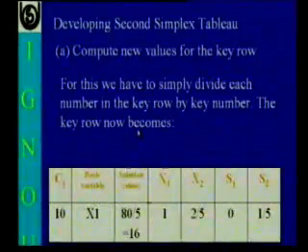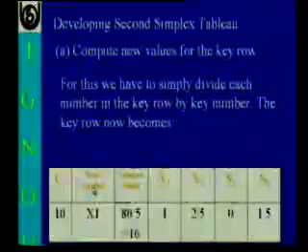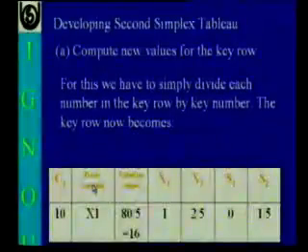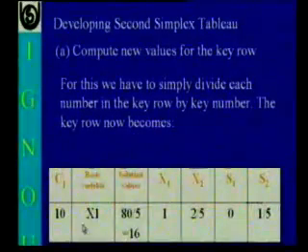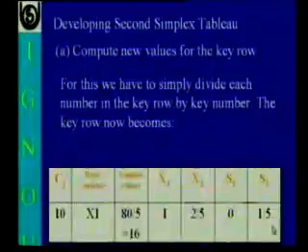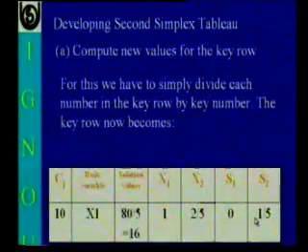How will you calculate the new row? We will divide the row with the help of the corresponding number, the key element. So we have divided 80 by 5, this is 16, and here the value was 5. 5 divided by 5 is 1, 2 by 5, 0 by 5 is equal to 0, and 1 by 5. So this becomes our key row, the new key row.